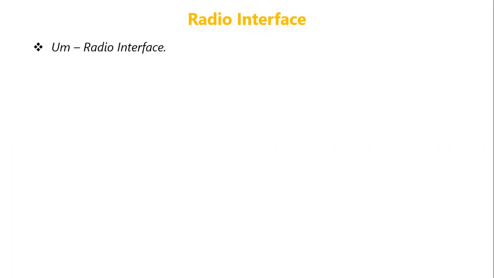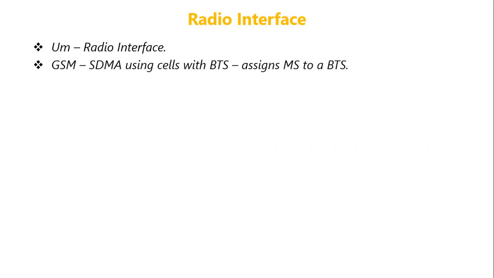The topic we'll be discussing in this lecture is the radio interface. The radio interface is represented using the notation Um. GSM implements SDMA, that is space division multiplexing, using cells with BTS and assigns MS to a BTS.